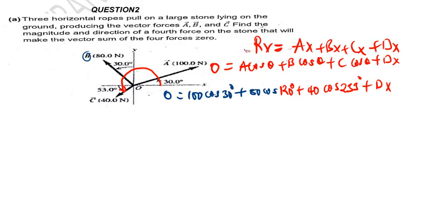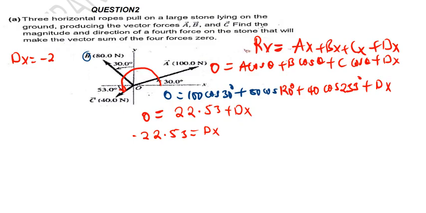Now we can use our calculators to find the answer. So 0 will be equal to 100 cos 30 plus 80 cos 120 plus 40 cos 233. Those having calculators, please help me. I'm getting 22.53. Yes, it's correct, sir. Thank you. So if I shift this to the other side, it's going to be negative 22.53 as my Dx. Dx is equal to negative 22.53 newtons. Any question here before we go to the next step?